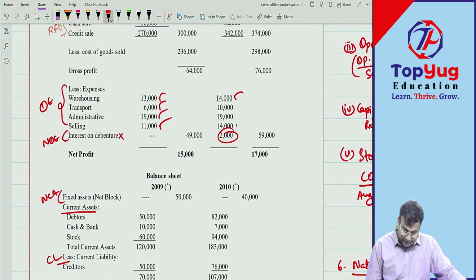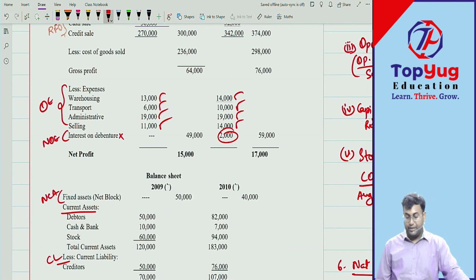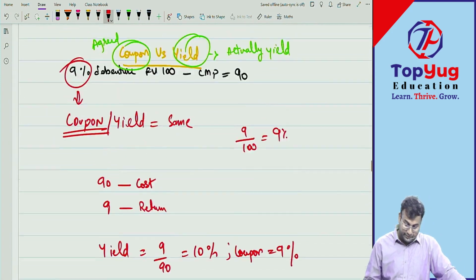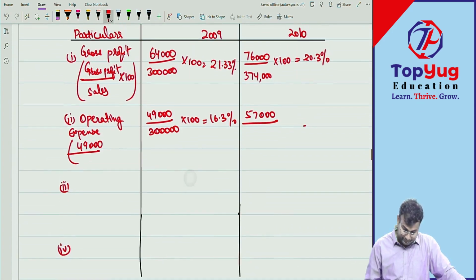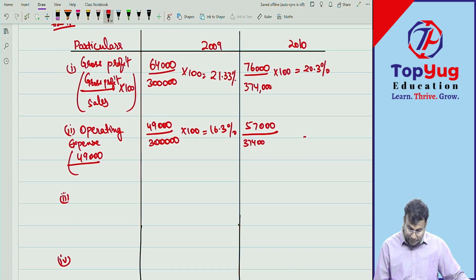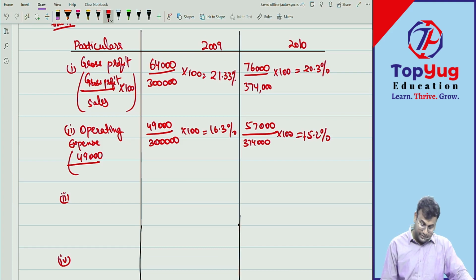Except 2,000, add everything. 14 plus 14, 28, 28, 38, 47, 57 by 3,74,000, right? So it should be operating expense by sales into 100.